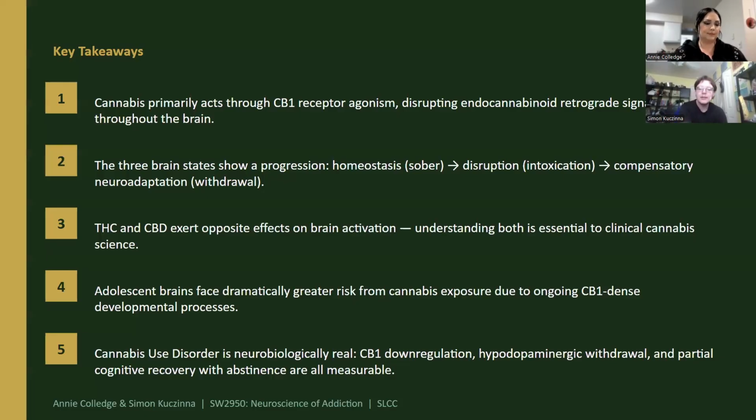And to summarize, cannabis is going to act through CB1 receptor agonism and thereby disrupt the brain's endocannabinoid retrograde signaling system. The three brain states that we demonstrated for sober, intoxication, and withdrawal show a clear progression from homeostasis to disruption to eventual neuroadaptation.